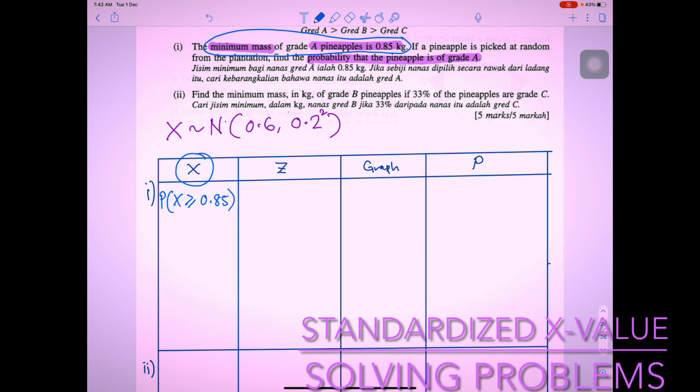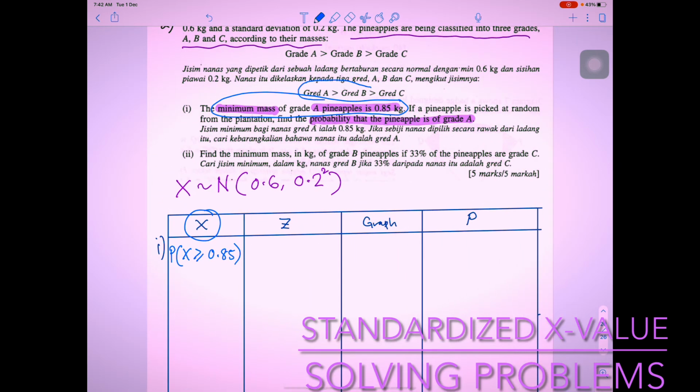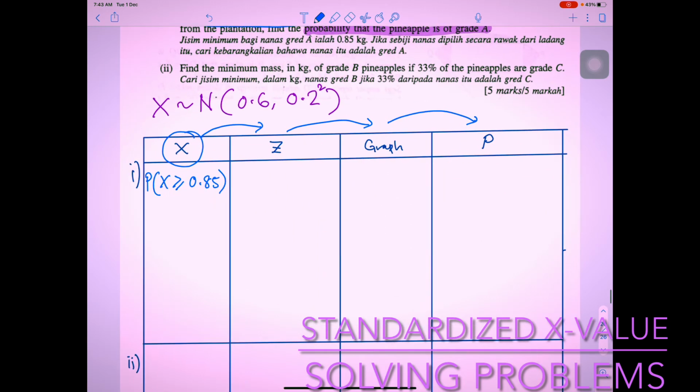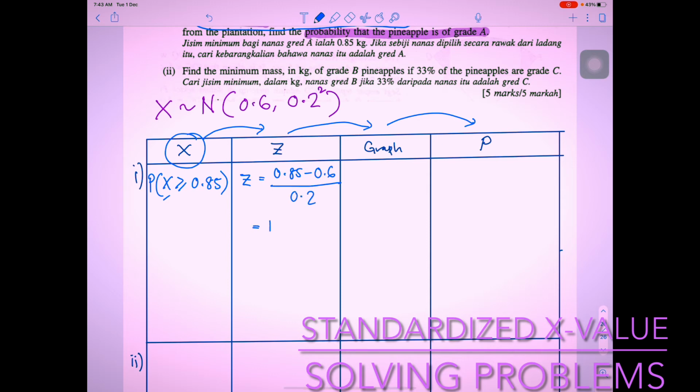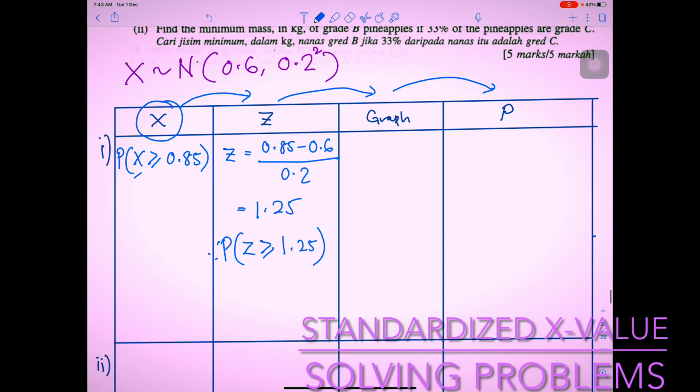So how do we know? We refer to the inequalities. Grade A is greater than B, greater than C, so this is the minimum. So we start from X, followed by Z, then sketch the graph, and last but not least find the probability. For the Z step, we convert from X to Z. So Z equals 0.85 minus the mean 0.6, over 0.2, so we get 1.25. Therefore, Z is greater than or equal to 1.25. And then the third step, the graph.